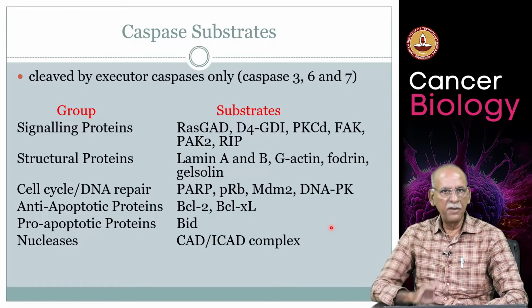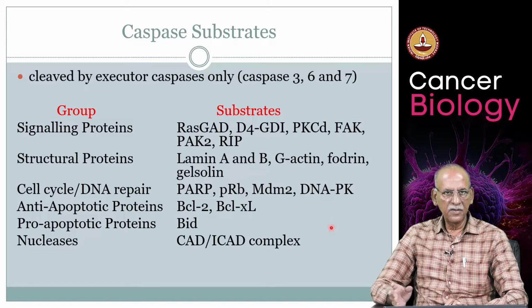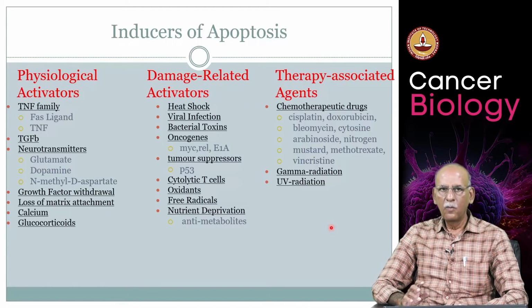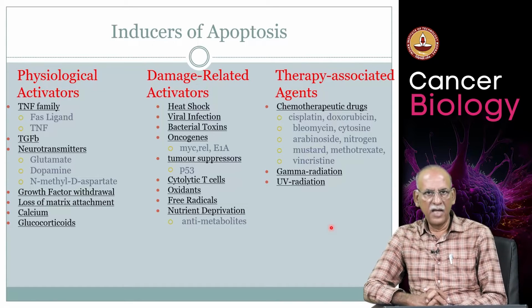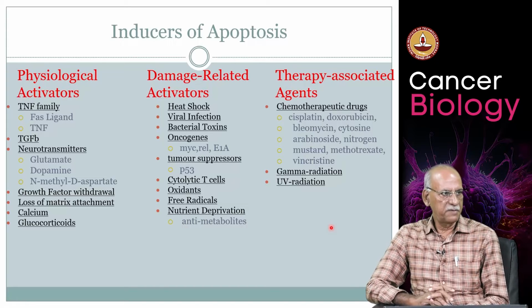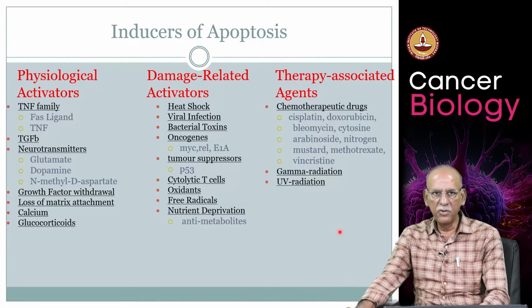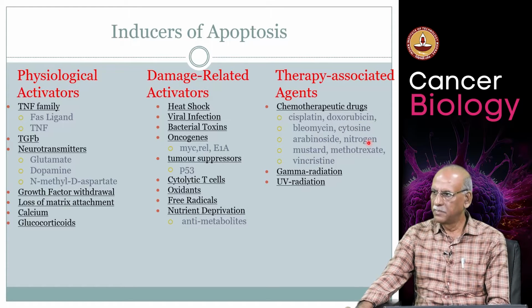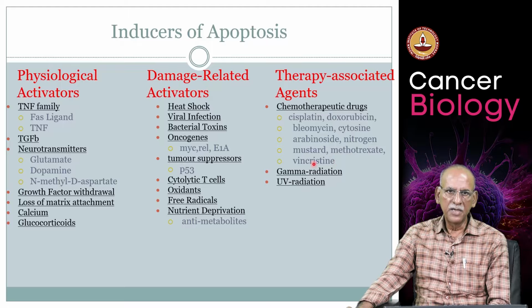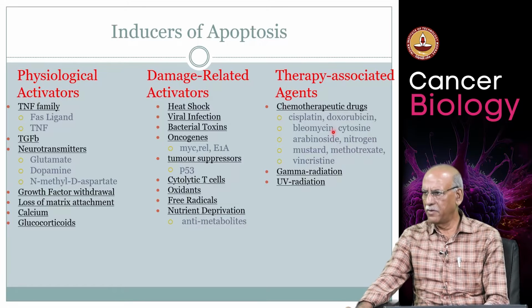So, these are the important substrates. So, caspase is very important in the process of apoptosis. That is what we understand, right. Now, what induces apoptosis is very important. Naturally, I already told you many anti-cancer agents induce apoptosis. So, you can see that the chemotherapeutic drugs such as cisplatin, doxorubicin, bleomycin, cytosine arabinoside, nitrogen mustard, methotrexate, vincristine, these are all very well known chemotherapeutic drugs.